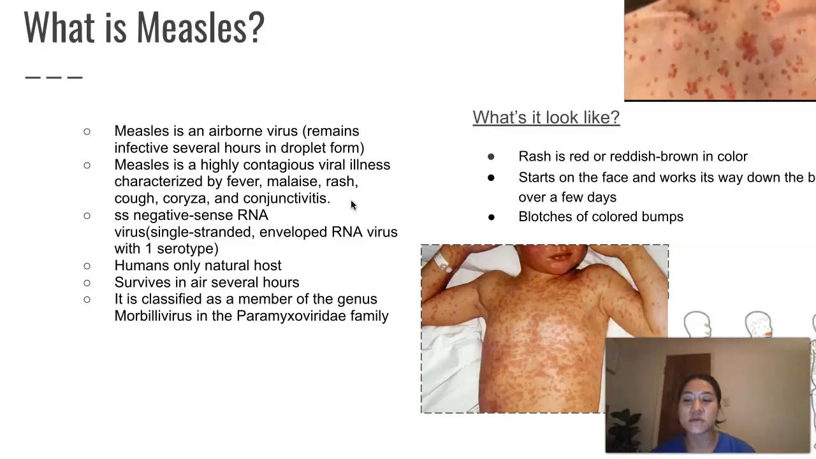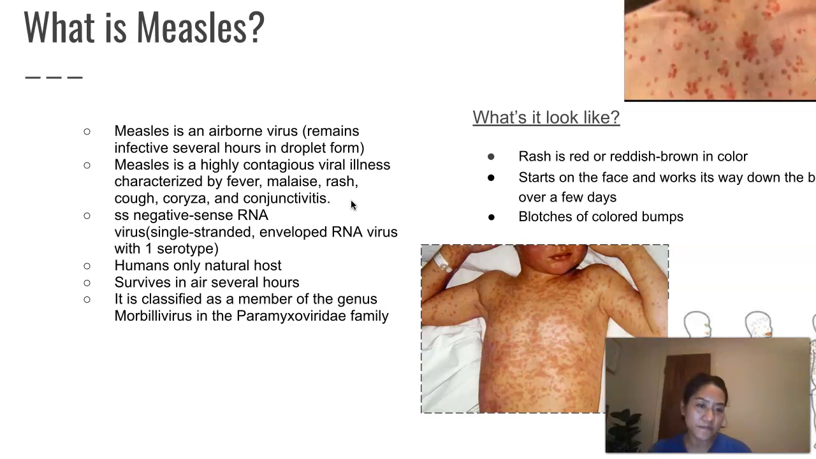What is measles? Measles is an airborne virus. Measles is a highly contagious viral illness characterized by fever, malaise, rash, cough, coryza, and conjunctivitis. It is a single-stranded enveloped RNA virus with one serotype. Humans are the only natural host. It survives in the air for several hours. It is classified as a member of the genus Morbillivirus in the Paramyxoviridae family.